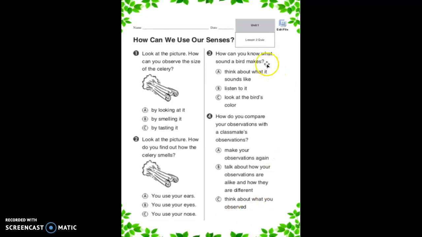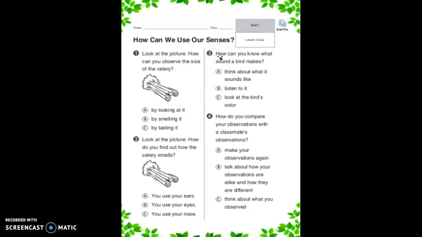All right, we're going to go up top here to question 3. How can you know what sound a bird makes? Would you A, think about what it sounds like? B, would you listen to it? Or C, would you look at the bird's color?